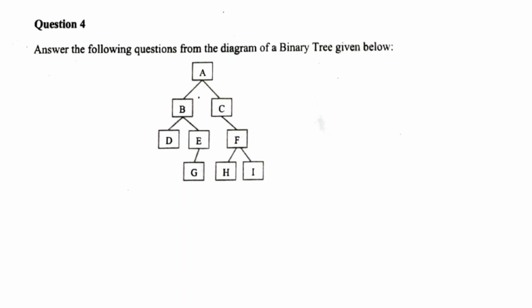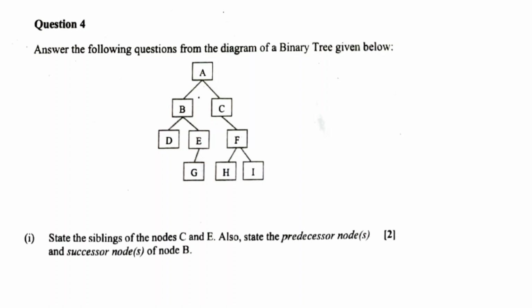The third question in section B, or the last question in section B, is based on the binary tree. When we say binary tree, that means each node can have at most two sub nodes. A binary tree is given, and the first question says state the siblings of the nodes C and E, and also state the predecessor nodes and successor nodes of node B.